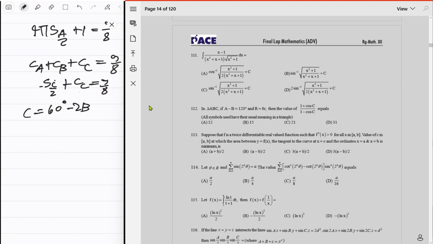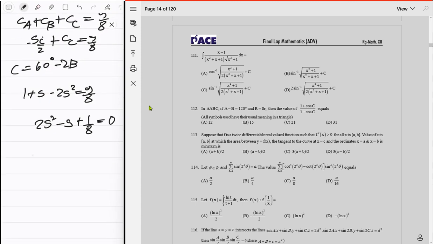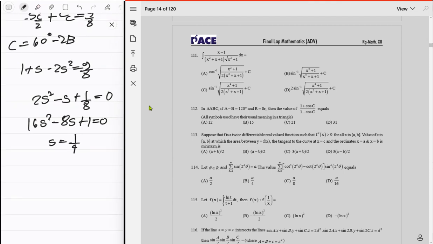This is not a good thing. Call this s: 1 plus s minus 2s square is equal to 9 upon 8. So 2s square minus s plus 1 upon 8 is equal to 0. Not looking good. 16s square minus 8s plus 1 is equal to 0. So this is the square of 1 minus 4s. So s is just 1 upon 4, so sine of c upon 2 is 1 upon 4.